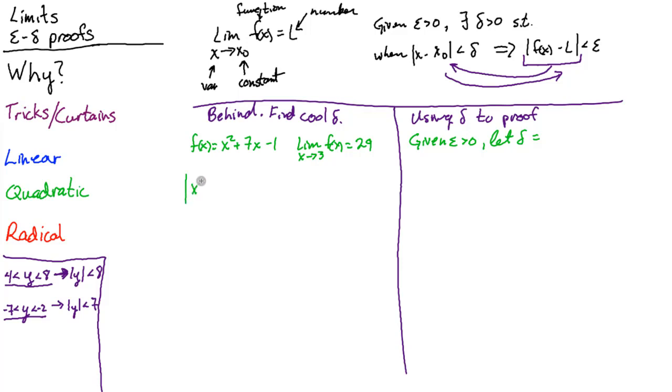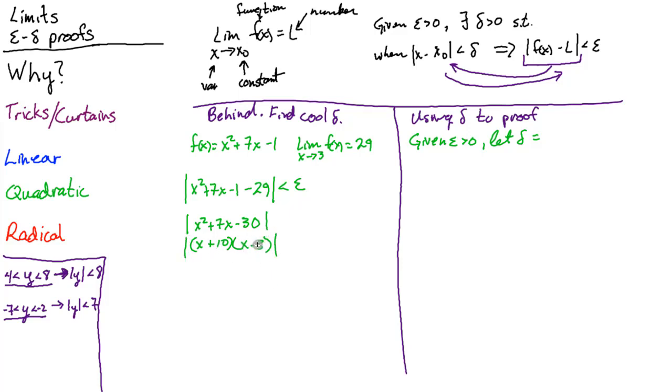We want to end up with the absolute value of x squared plus 7x minus 1 minus L, right there, minus the 29, has to be less than epsilon. That's where we want to end up. So let's keep that in mind. So this is going to be x squared plus 7x minus 30. This is going to be x plus 10 and x minus 3.